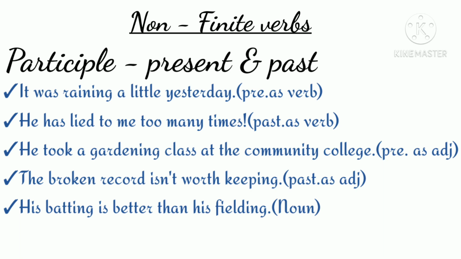It was raining a little yesterday. He has lied to me too many times. In these sentences, the participle acts as a verb. He took gardening classes at community college. The broken record isn't worth keeping. In these two sentences, the participle acts as an adjective. His batting is better than his fielding. Here, the participle acts as a noun.